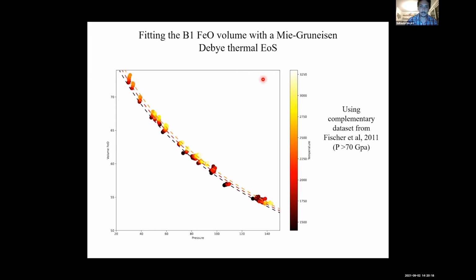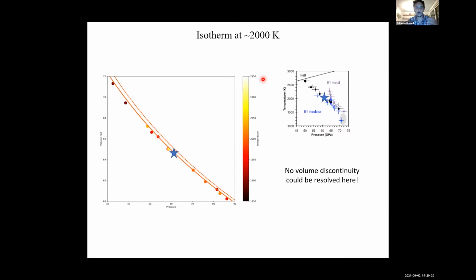What we obtain is the following. When we look at the volume of B1 FeO along an isotherm of 2000 Kelvin, from roughly 60 GPa and 2000 K, where we expect the insulator to metal transition, we do not see any volume change in the B1. So there is no volume discontinuity that could be resolved here in B1 FeO.